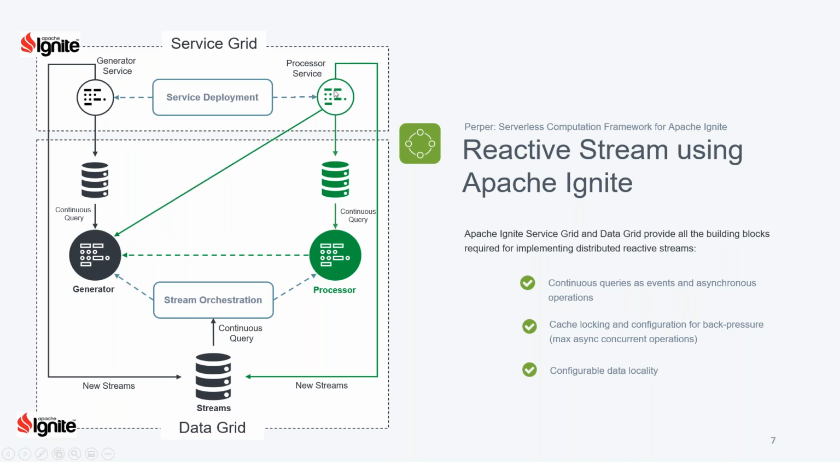Another thing is that the computational graph can be mutated during the computation, and this can also happen seamlessly because we can make changes to the computational graph directly from the services.